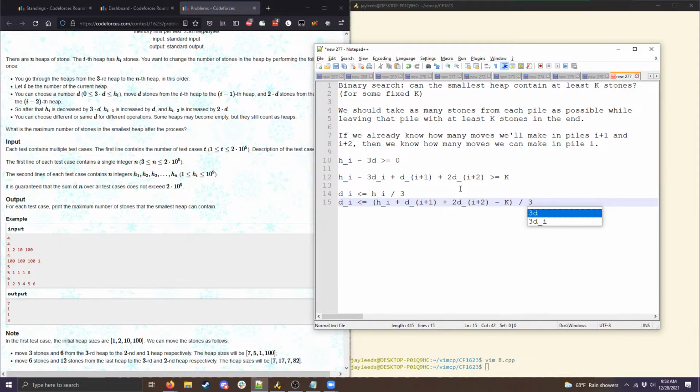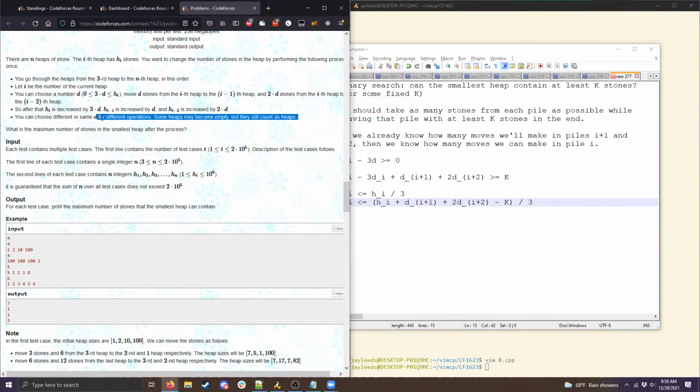Let's see. Sarosh is saying that d can be different for different heaps, correct? Yes, that's right. And that's given in this last constraint here.